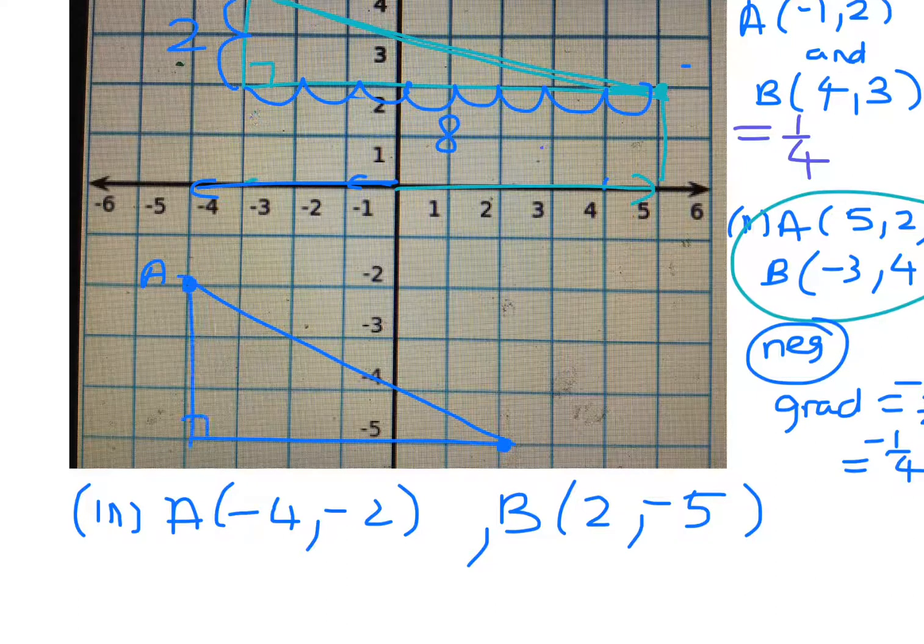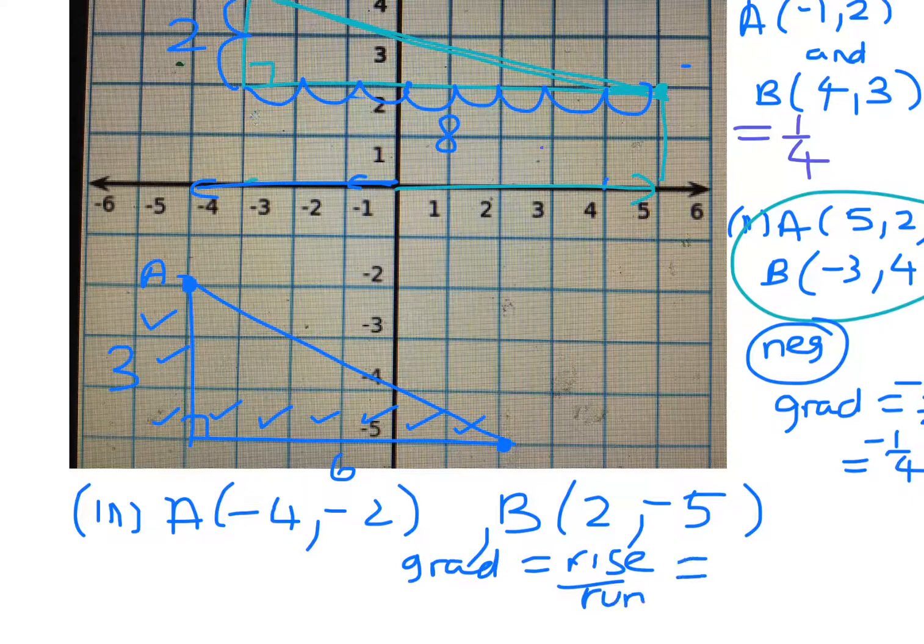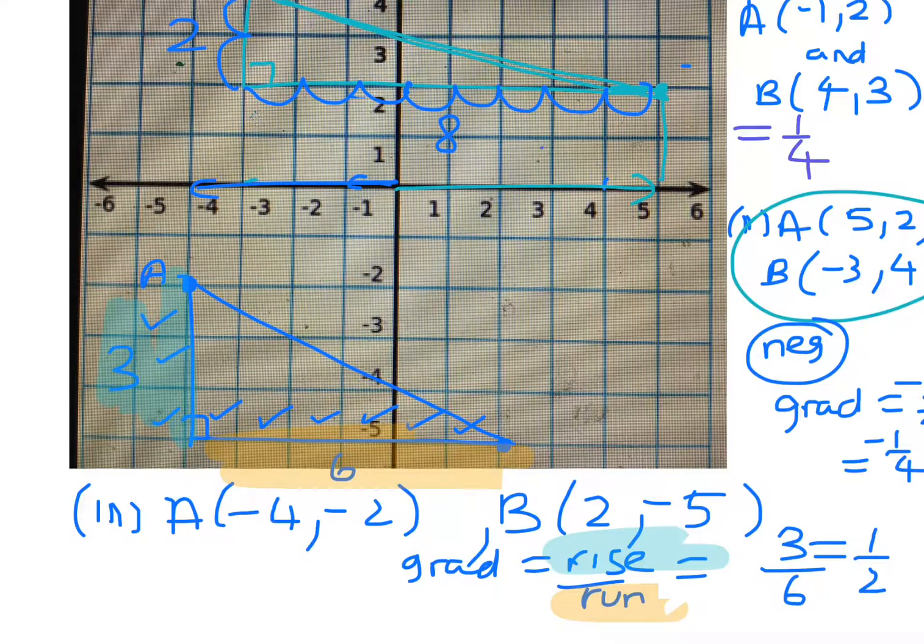Draw our triangle. We go 1, 2, 3. 1, 2, 3, 4, 5, 6 there. So the gradient will equal rise on run. So the rise is the 3, and the run is the 6. So the run's that, and the rise is the 3. So let's just write those in. So you go 3 over 6, which is 1 on 2.